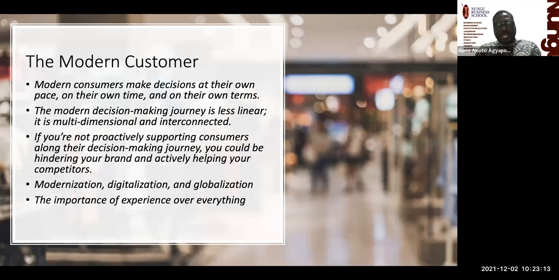And so there's another dimension of customers. So now the customer demographic has really transformed. I mean, with technology, with modernization and globalization, a lot of things have changed. In the past, the salespeople or marketing people or business people used to dictate to customers. Now customers do the reverse. And so the modern consumer makes decisions at their own pace, on their own time, and on their own terms.